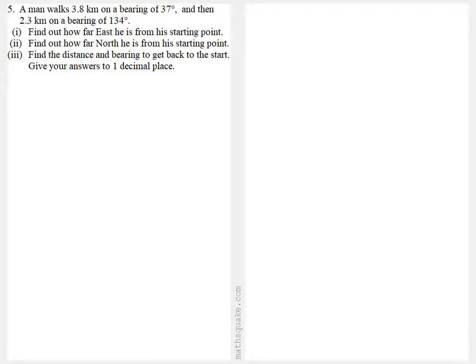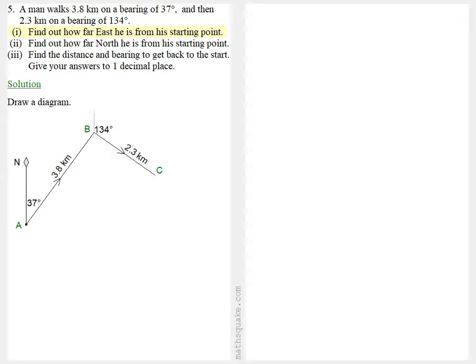Now in question 5, we're told a man walks 3.8 kilometres on a bearing of 37 degrees, and then walks 2.3 kilometres on a bearing of 134 degrees. In the first part, we have to find out how far east he is from his starting point. Well, we definitely need a diagram for this, so let's draw a north, draw the first stage of his journey, and then draw the second stage of his journey.